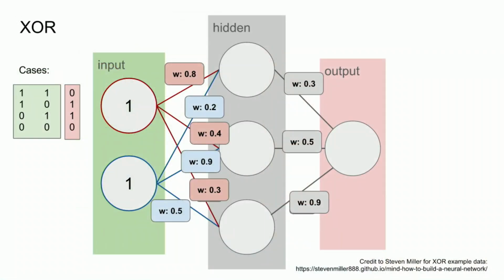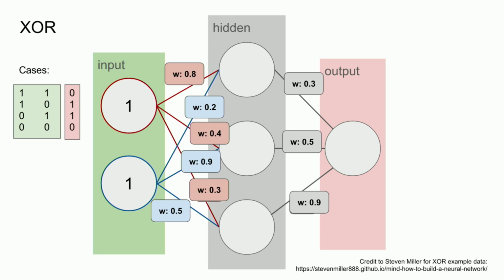The XOR function is true only when the two inputs are different. When the two inputs are the same, it's not true, basically. So here we have an entire neural network set up that can be trained to mimic the behavior of an XOR.